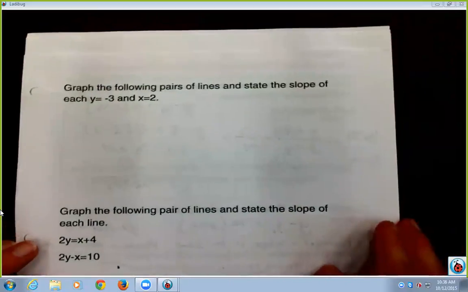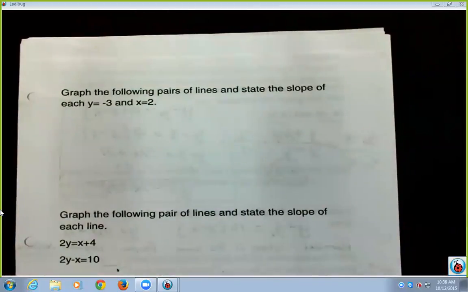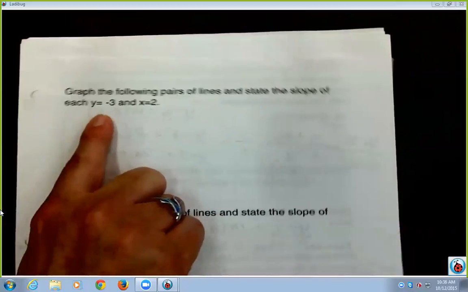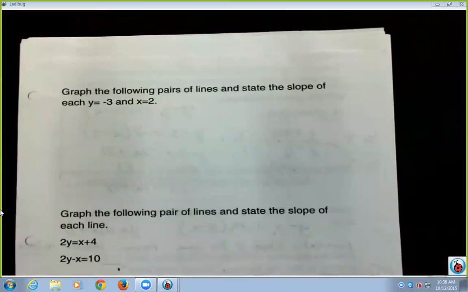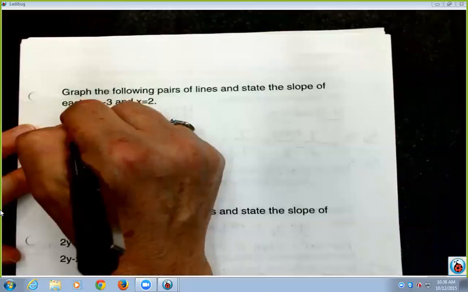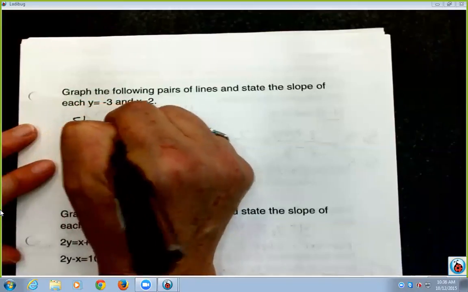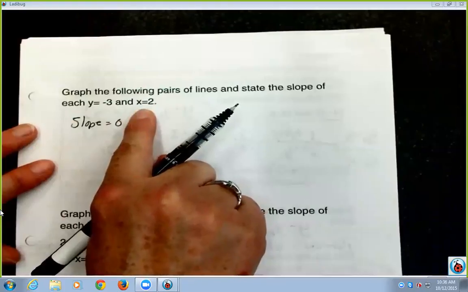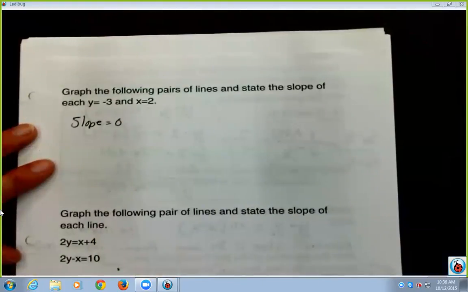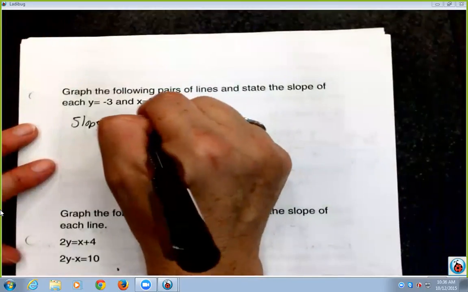This one says, graph the following pair of lines and state the slope. So what is y equals -3? What kind of line is that? A flat line. So its slope is 0. This one, x equals 2, is what kind of line? That's an up and down one, right? Straight up and down, vertical. What's its slope?